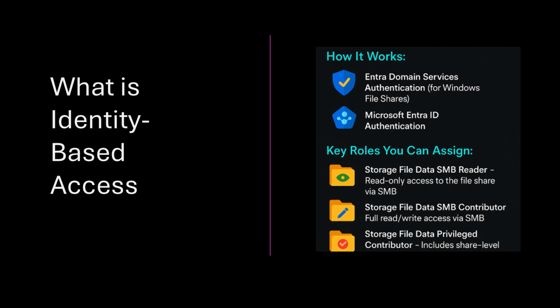And finally, ensure that your environment supports SMB version 3 or later, with encryption enabled to keep data protected in transit. With these pieces in place, you are ready to start using secure identity-driven access to your Azure file shares. Let's get on the Azure portal and see this in action.